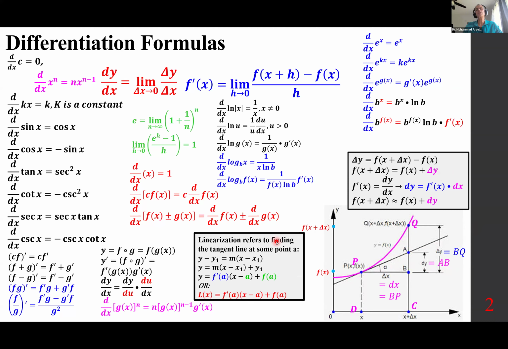Linearization simply means find the equation of a tangent line, and you can go with the point-slope form, which eventually becomes this. But if you go that route and use that formula, make sure you simplify it and put it in slope-intercept format.